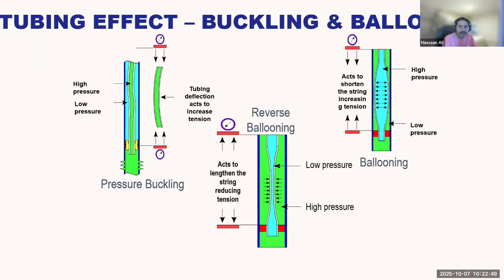And reverse ballooning occurs when there is low pressure inside the tubing, high pressure on the outside of the tubing, and you are trying to stretch the tubing. In that case, reverse ballooning occurs and your tubing will kind of collapse.